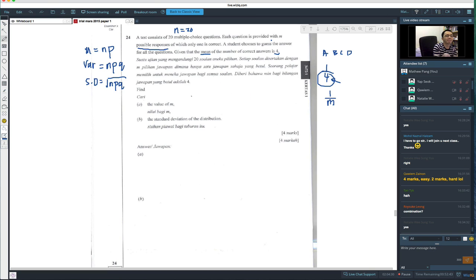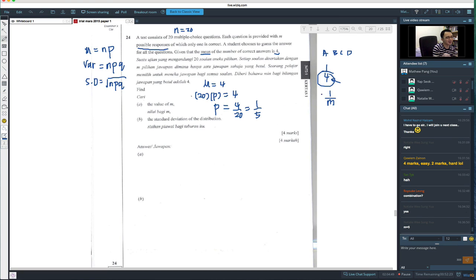p is not given, so we need to find p, but we know the mean is 4. So since the mean equals 4, n I have is 20, p will be unknown. So p basically is 4/20, which is 1/5. But m is not 1/5, because just now I said p is 1 out of m, right? So basically m is equal to 5. You're just comparing 1/m with 1/5, so m is basically equal to 5.